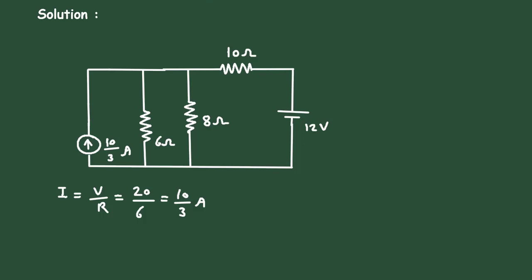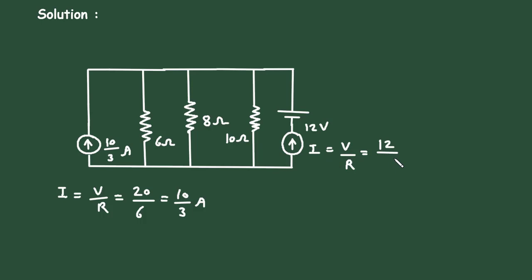Here also we can do the same. Currently this 10 ohm is in series, so it will be in parallel, and the resistance value will remain the same, that is 10 ohm. And this voltage source will be converted into its equivalent current source. The direction of this current source will be according to the polarity of the voltage source. I is equal to V by R. The value of voltage is 12 and the value of resistance is 10. So it will be 1.2 ampere.